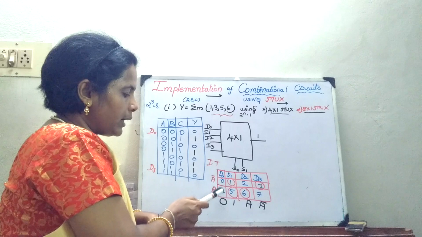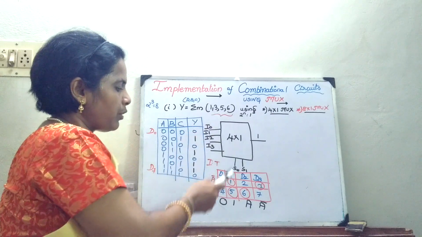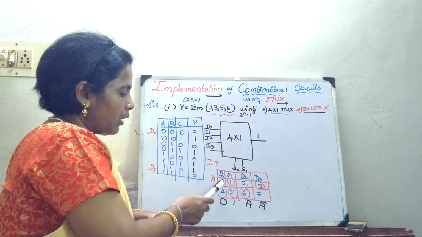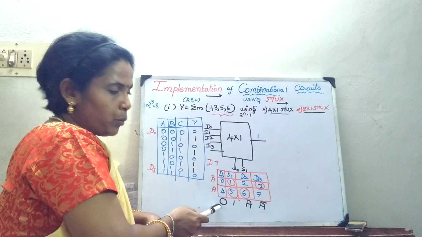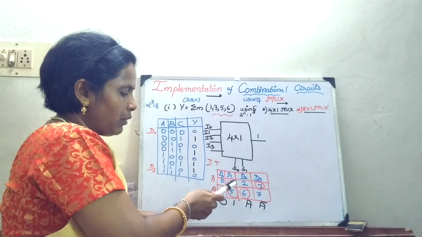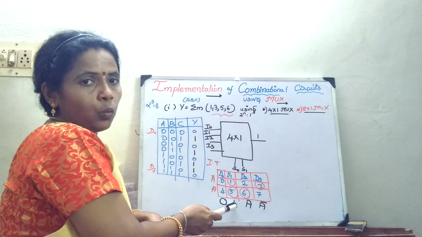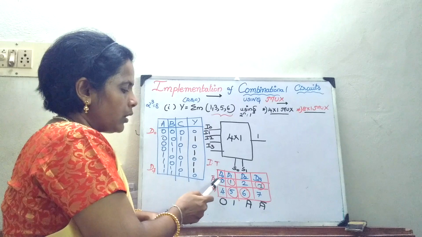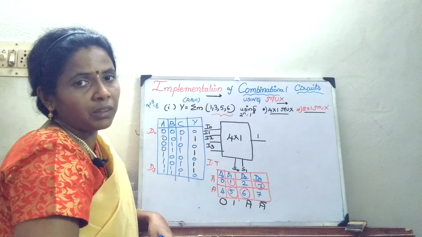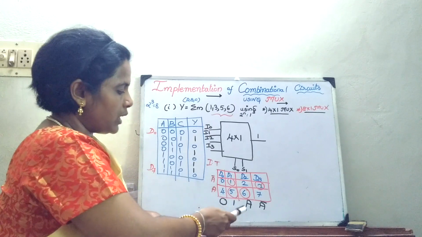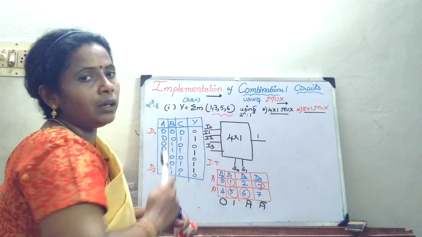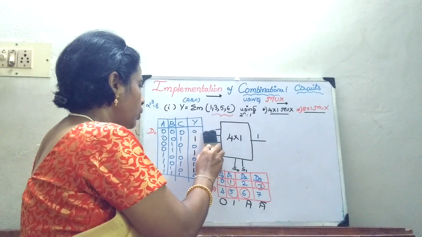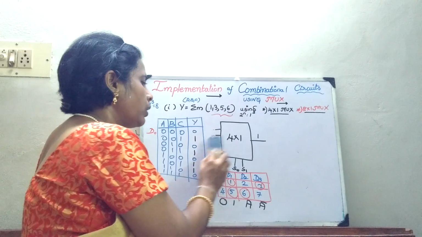And then you write the expression that you rounded. If both the values are not rounded, put 0. If both the values are rounded, you put 1. If one is rounded, you put A. If the other one is rounded, you put A bar. Now these data should be applied to the inputs here. That's all.